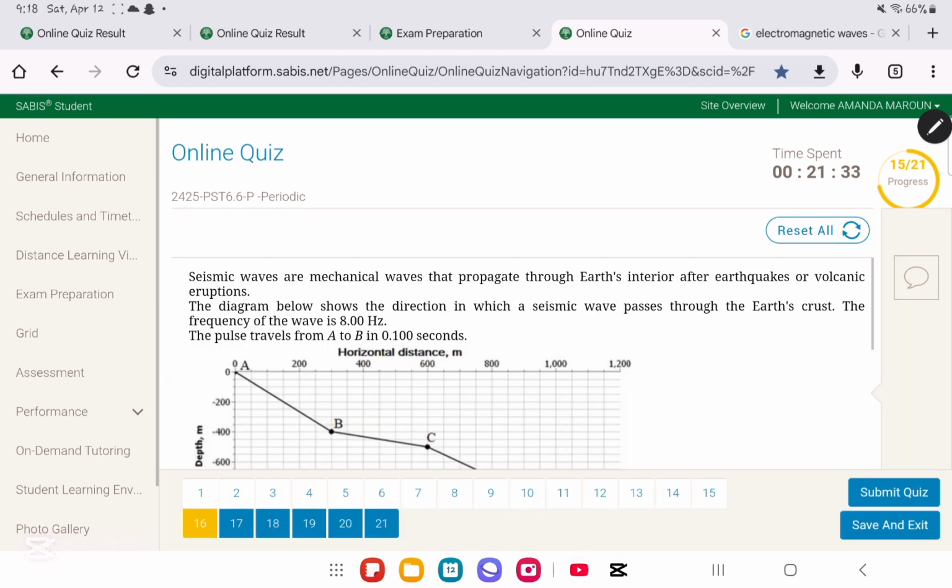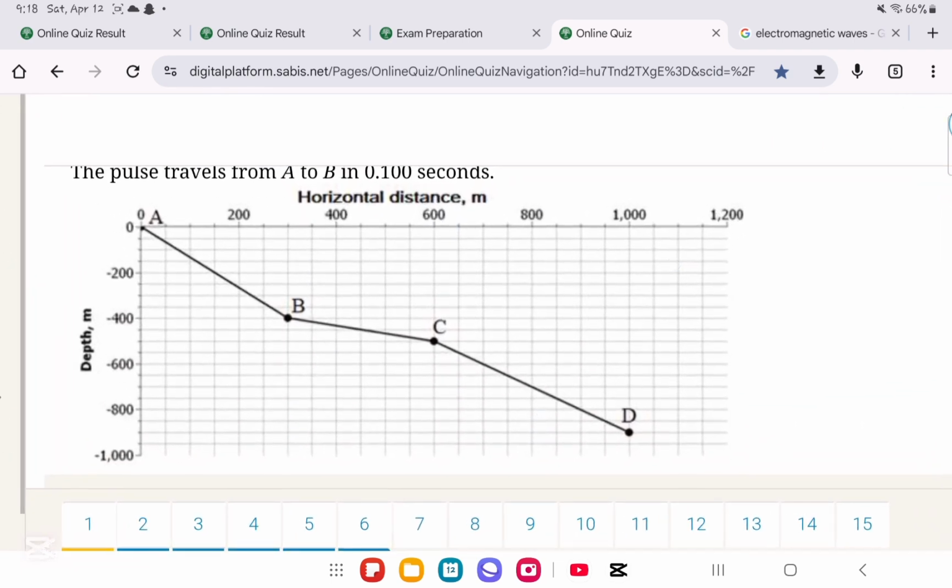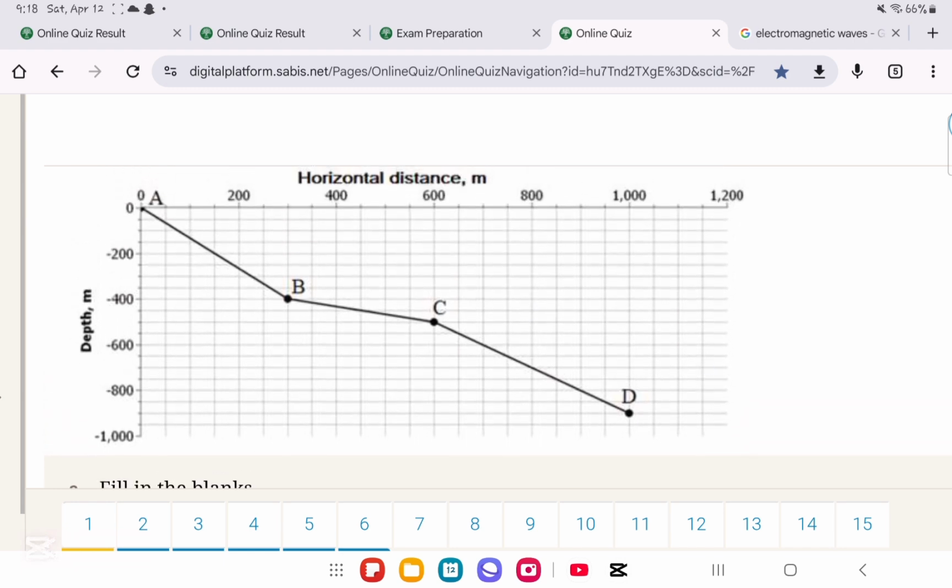In question number 16, it says seismic waves are mechanical waves that propagate through Earth's interior after earthquakes or volcanic eruptions. The diagram below shows the direction in which a seismic wave passes through the Earth's crust. The frequency of the wave is 8 Hz. The pulse travels from A to B in 0.1 seconds. Now, what's happening here, as you can see? It is refraction, because you can see that the wavelength is changing. If the wavelength is changing, then this is definitely refraction. Okay, so they want us to find in part A the speed of the wave as it travels from A to B.